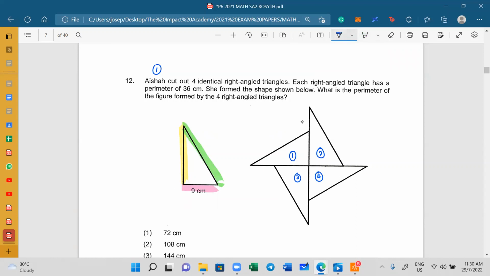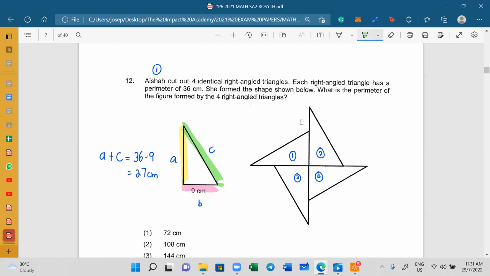So let's call the sides A, B, and C. I don't know what A and C are, but I know for sure that A plus B plus C is equal to 36. So we can find out A plus C, which is 36 minus 9, and that gives me 27 cm. Once I'm done with this, I can go on to the triangles that are formed in this manner.